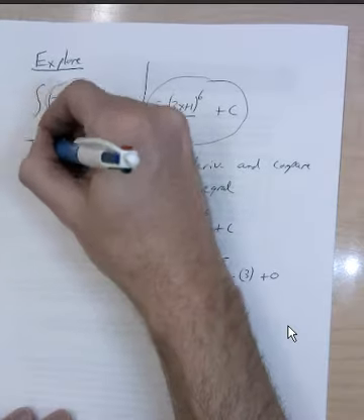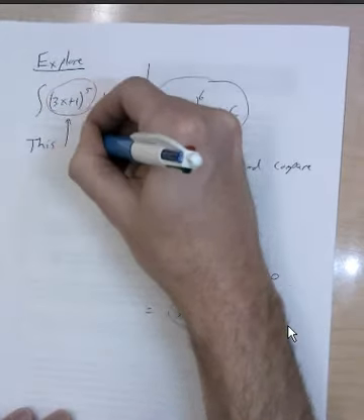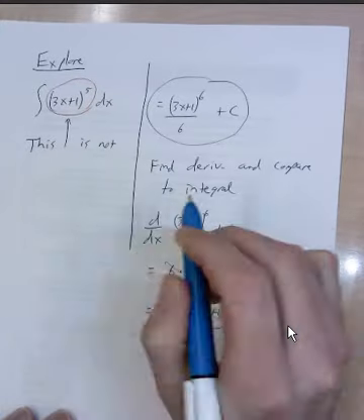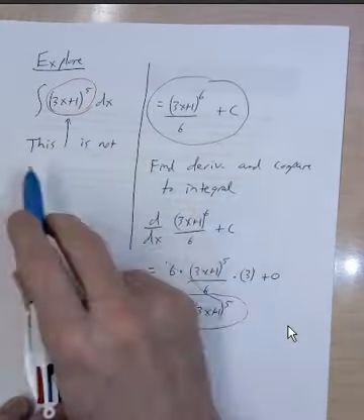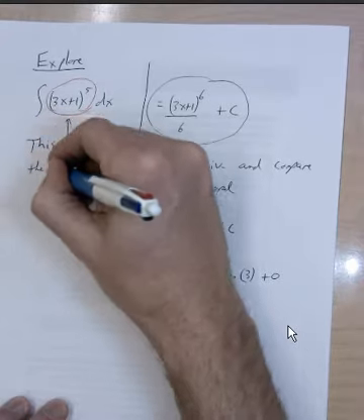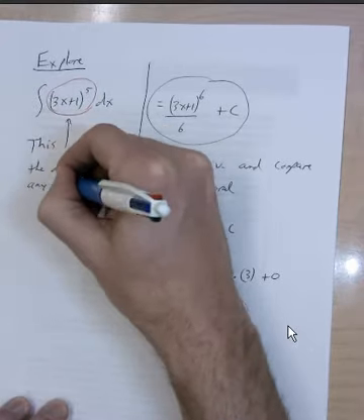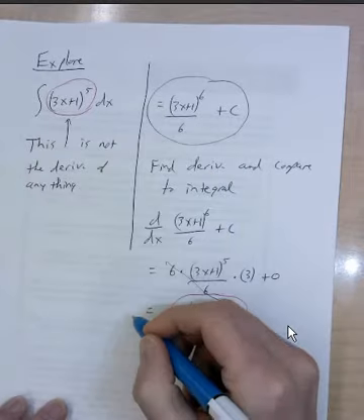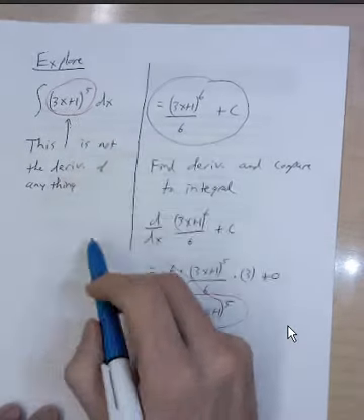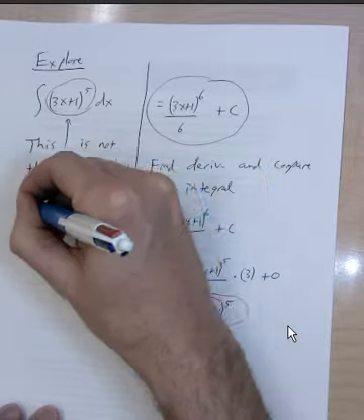Okay. So this is not, it actually is, but I'm just making a dramatic point here. This is not the derivative of anything. It really is, but I'm trying to make a point here. This is not the derivative of anything. It is missing a 3.